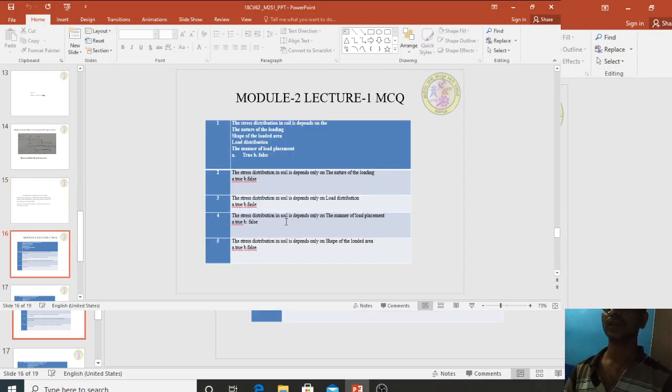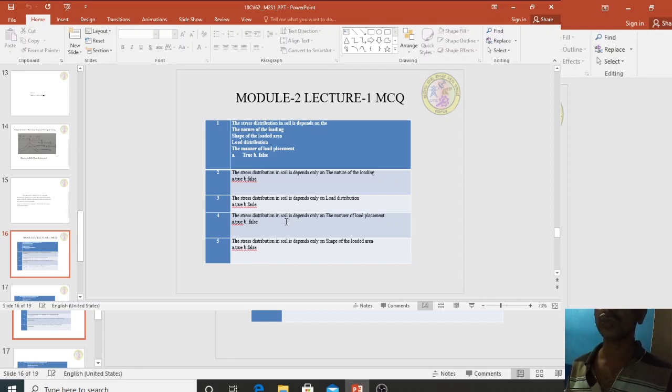Coming to the multiple choice questions. Question number 1. The stress distribution in soil is depending on nature of the loading, shape of the loaded area, load distribution and manner of the load placement. It is not only depending on these parameters, it is also depending on the soil property. Therefore the answer is false. Next, the stress distribution in soil depends only on the nature of the loading. No, it is B. False.